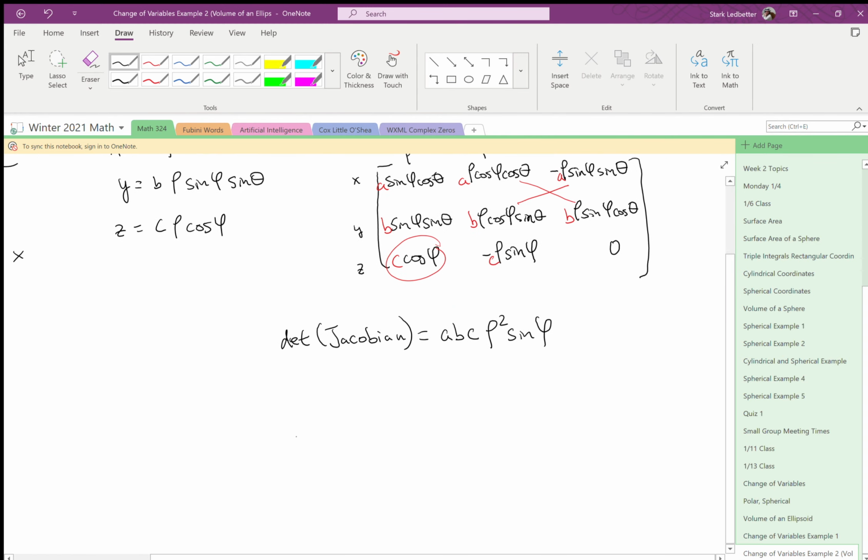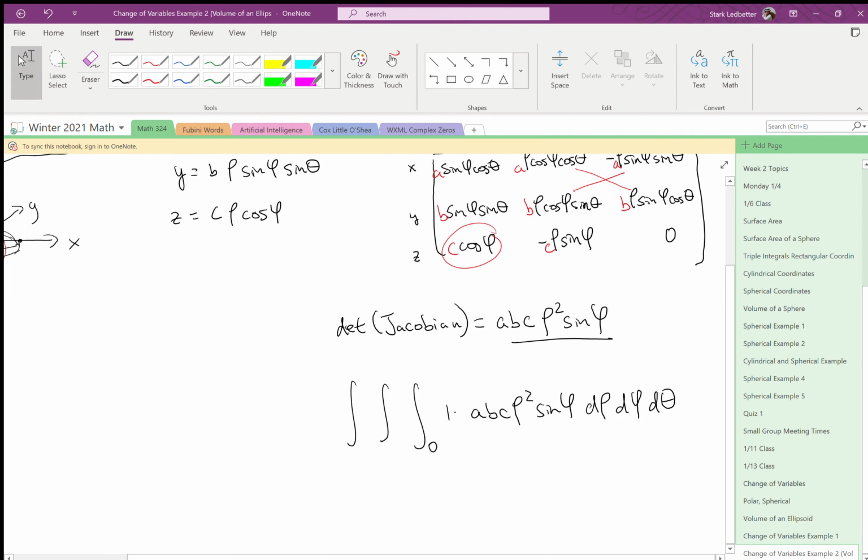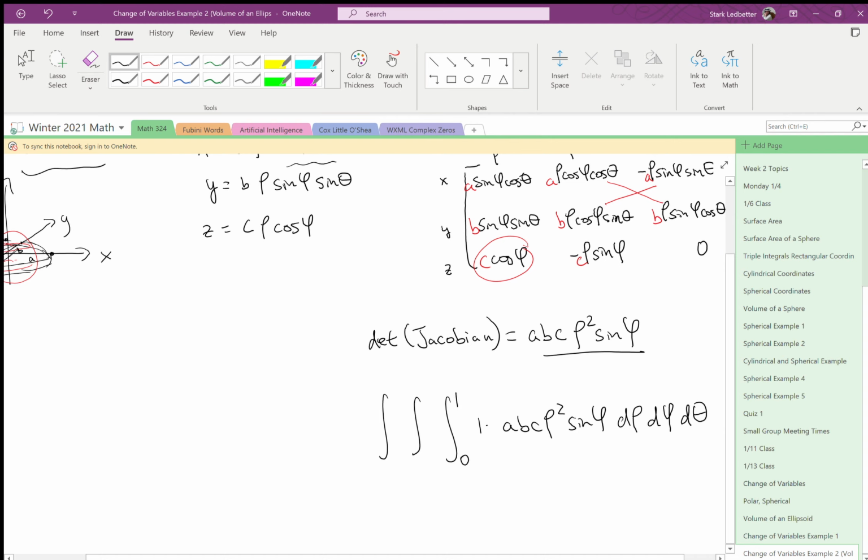Which means if I want to find the volume of this ellipsoid, I just need to integrate 1 over the whole ellipsoid, times the determinant of the Jacobian, rho squared sine phi, and then d rho, d phi, d theta. So rho is going to go from 0 to 1, because if rho goes from 0 to 1 and these sines and cosines were their max values of 1, I would end up with the extreme points of the ellipsoid.